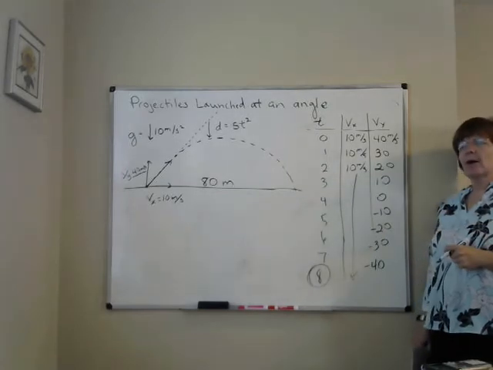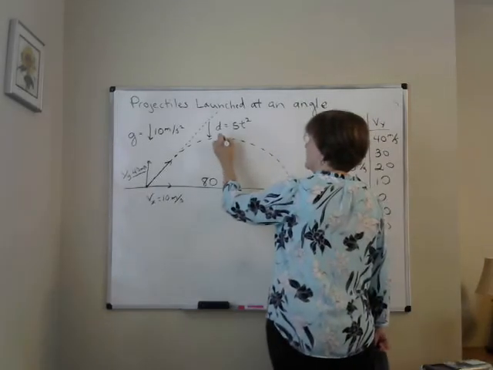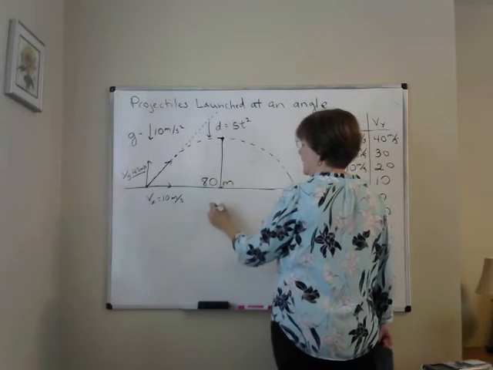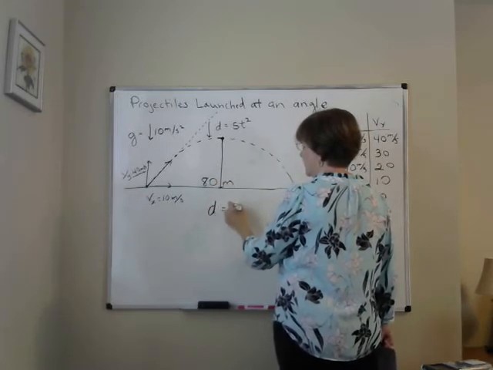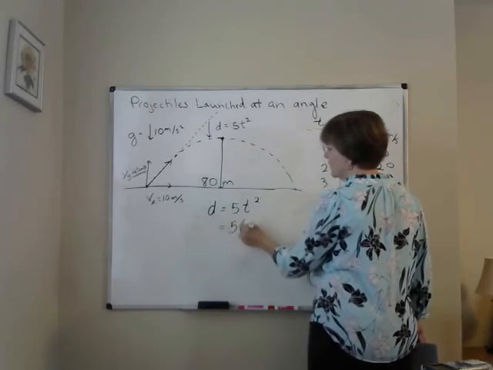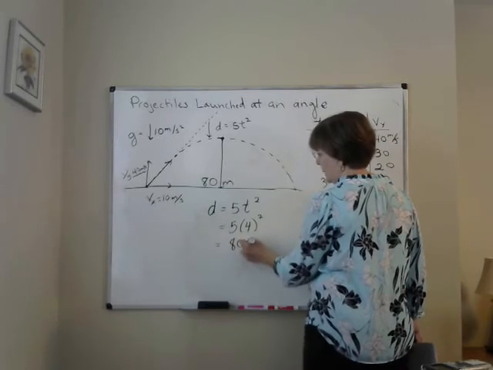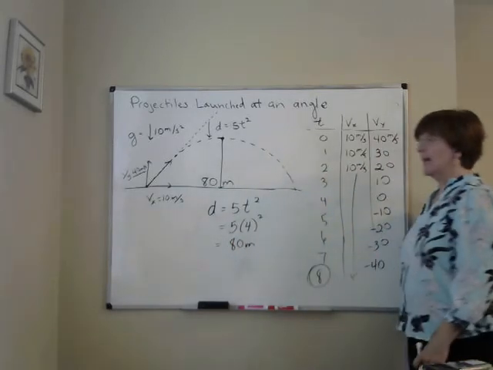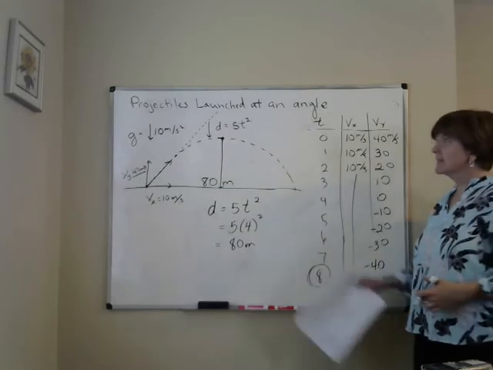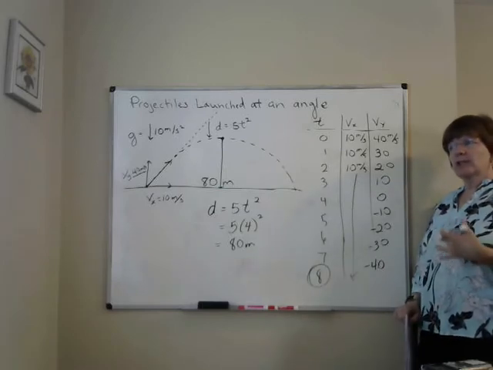I can even figure out how high it went. I know it takes 4 seconds to get from here all the way down to here. And I know that when something's in free fall, that's how far it drops. So if it takes 4 seconds to come down, it's going to drop 80 meters also. That was kind of an accident that I made the horizontal and vertical distances come out the same. Obviously, I didn't draw the picture to scale, but that's how it works when you're launched at an angle.